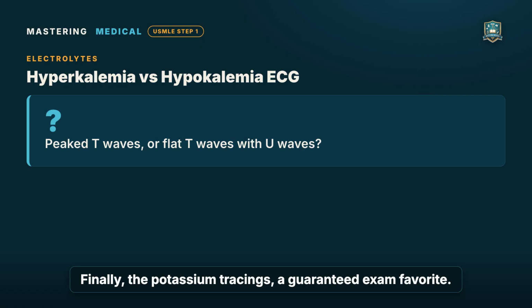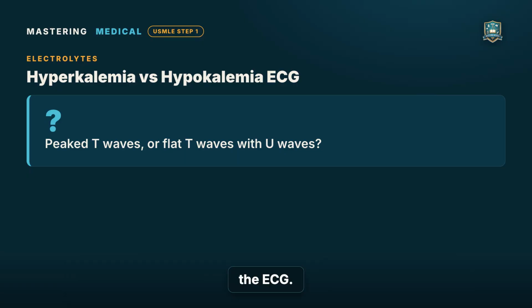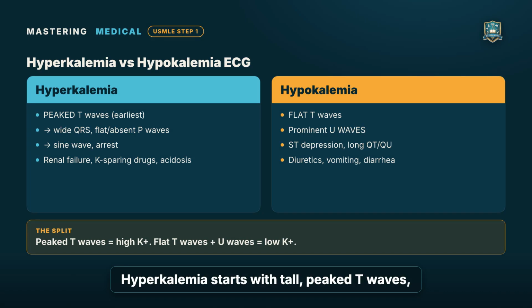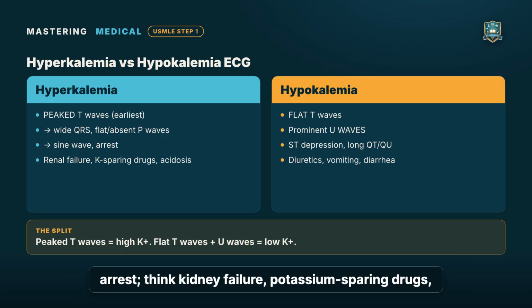Finally, the potassium tracings, a guaranteed exam favorite. High potassium and low potassium each leave a signature on the ECG. Hyperkalemia starts with tall, peaked T waves, and as it worsens, the P waves flatten and disappear, the QRS widens, and finally you get a sine wave rhythm and arrest. Think kidney failure, potassium-sparing drugs, and acidosis.